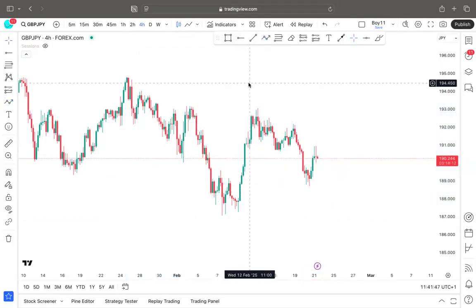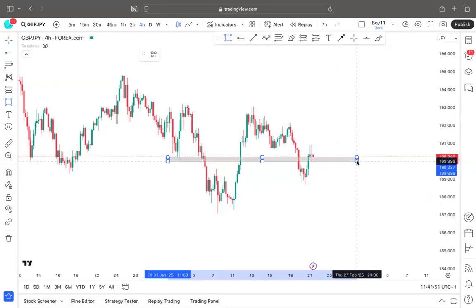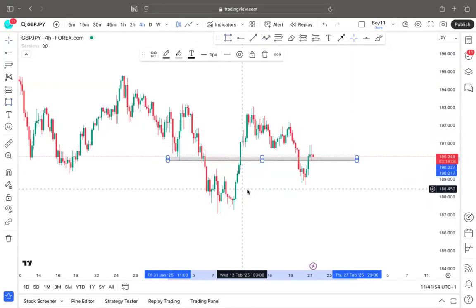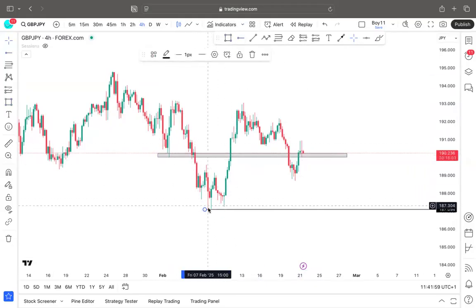So if I should draw my major support level from here now, this was our last support level when the market was coming down from this level and it got to this point. This was where the breakout happened, all down to the point.